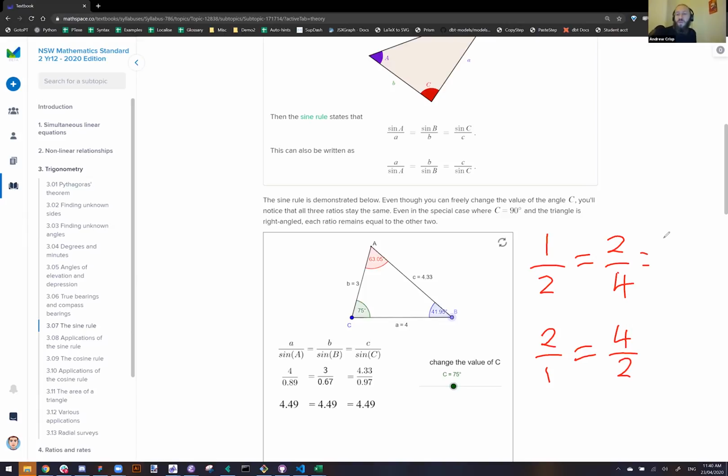And 2 over 4 is the same as 3 over 6. And 2 divided by 1, that's 2. 4 divided by 2, also 2. And 6 divided by 3. So all I've done to get from that form to that form is I've just flipped everything upside down.